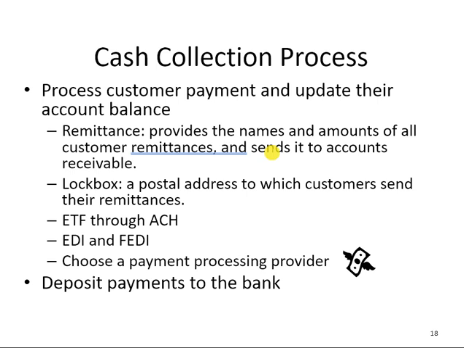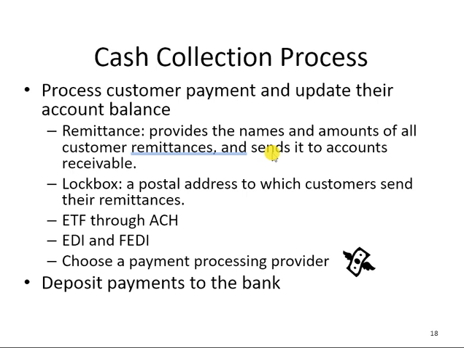Right, but the mailroom may not be efficient, right? To speed up the process, the company can set up a lockbox. A lockbox is a postal address to which customers send their remittances. So basically, the company is going to work with participating banks. Okay. So all the checks sent to the lockbox will be sent to the bank and will be processed and deposited over there.